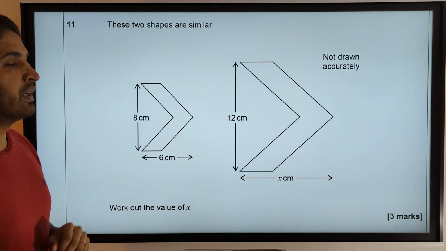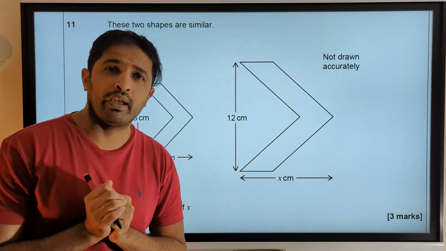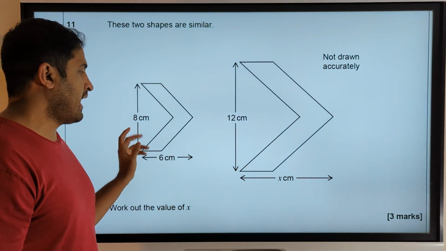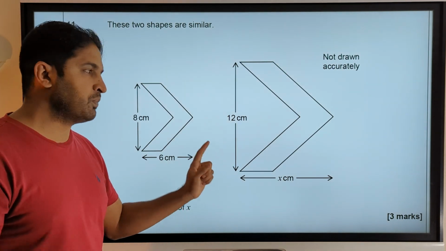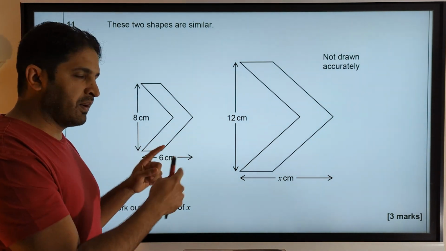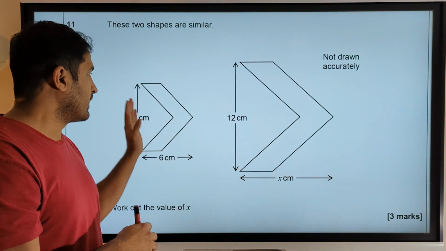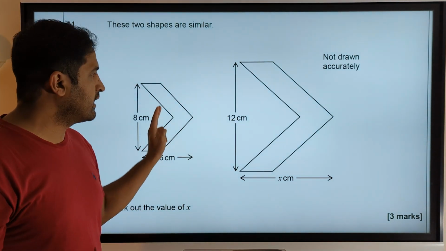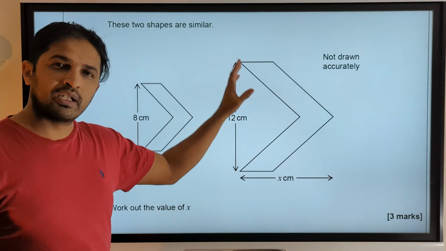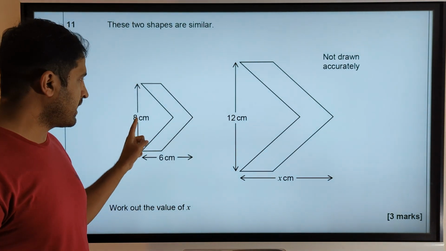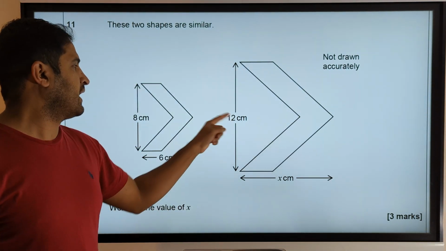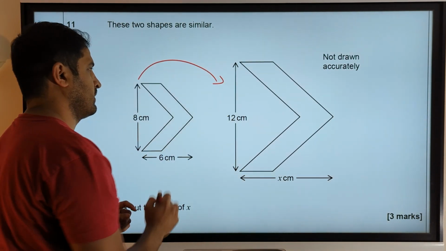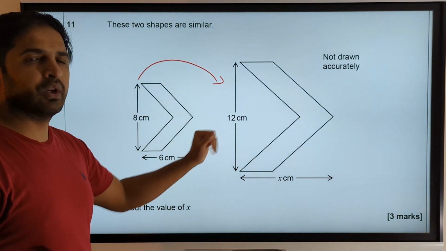Two shapes are similar. Now, if two shapes are similar it means they have the same angles within those shapes, okay? And every single length has to be multiplied or doubled, whatever the scale factor we're using. So one shape is an enlargement of the other. So every single length is going to be multiplied by the same scale factor. So once I know the height is going from 8 to 12, how do I go from 8 to 12? What am I multiplying 8 by to get to 12?